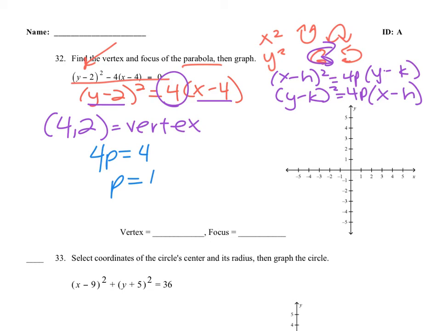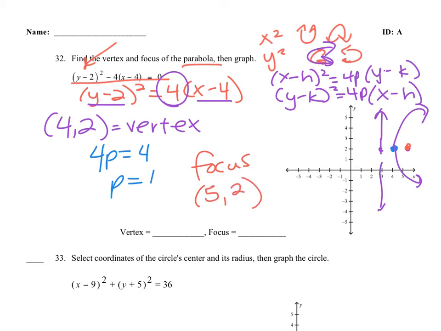So my vertex is 4, 2. I plot my point, and then this is pointing to the right. So my focus would be 1, whatever p is, to the right. And my directrix is going to be p to the left. So this is my graph. And the focus would be here at 5, 2.